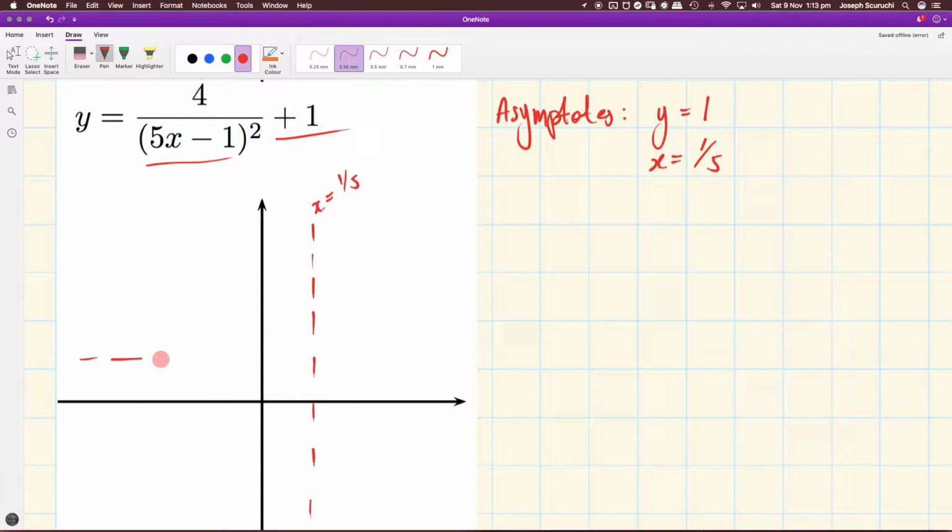And I know that my horizontal one is going to be shifted up 1. And again, this is not to scale at all. I can then draw in my truncus. My truncus will look like this.